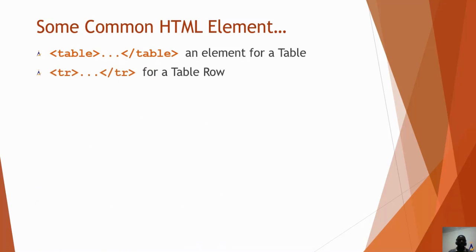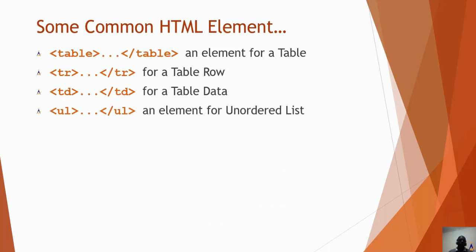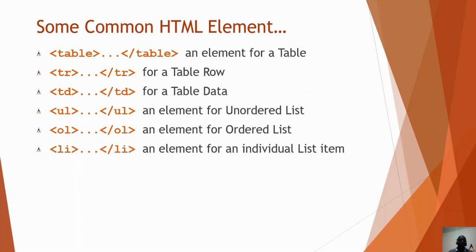We have tr for a table row. As we all know, a table contains columns and rows. So in HTML, we define rows using tr, whereas we define columns using th or td. So td is table data, whereas th is a table header, and we will be covering those in the actual coding section. We have ul defining an unordered list, whereas we have ol for an ordered list. These are lists, just normal lists, and an individual list item is defined by using the li element.